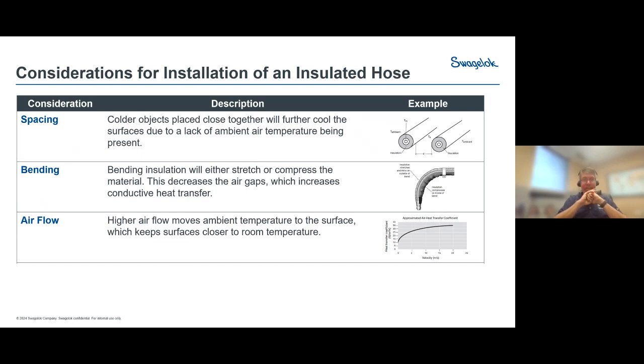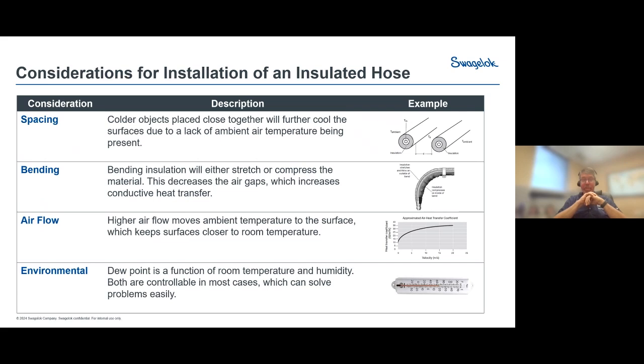And then the last one is about airflow, getting air to the surfaces, what the airflow is in the room. There's a coefficient here that we want to use when we do our calculator. And that's basically how much airflow is going through the room, the more the better, because that's easier to get the room temperature ambient air to the surface of the hose.